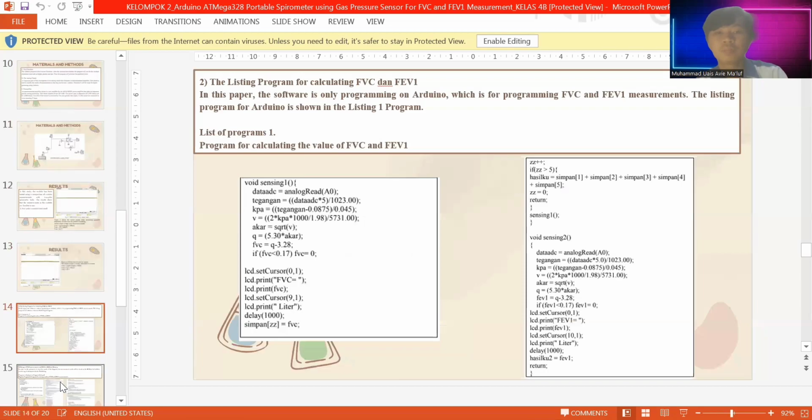Vout, 1 volt. The listing program for calculation of FVC and FEV1 in this paper: the software is only programmed on Arduino, which is the FVC and FEV1 measurement program for Arduino, in listing one. This is a program for calculation of the value of FVC and FEV1.